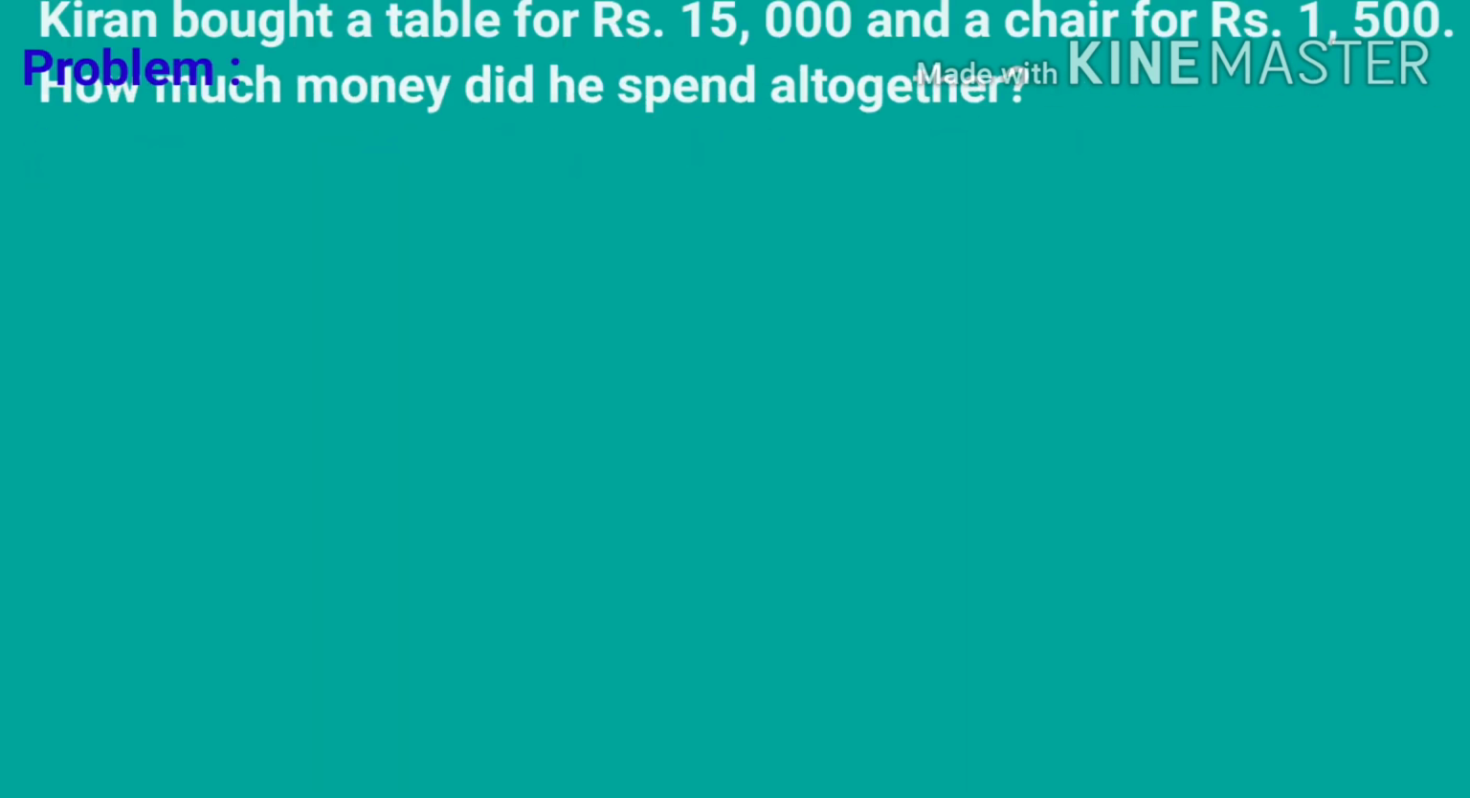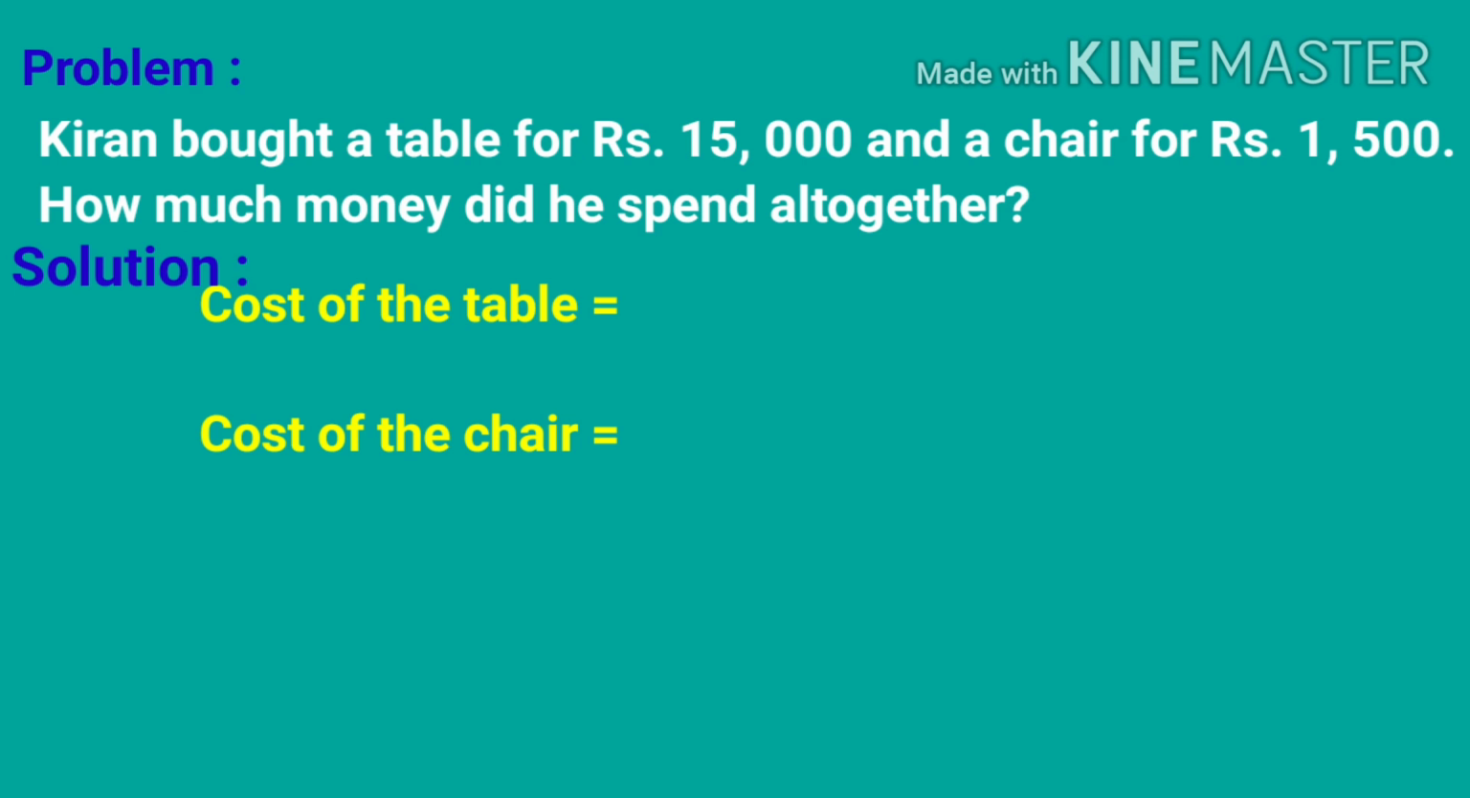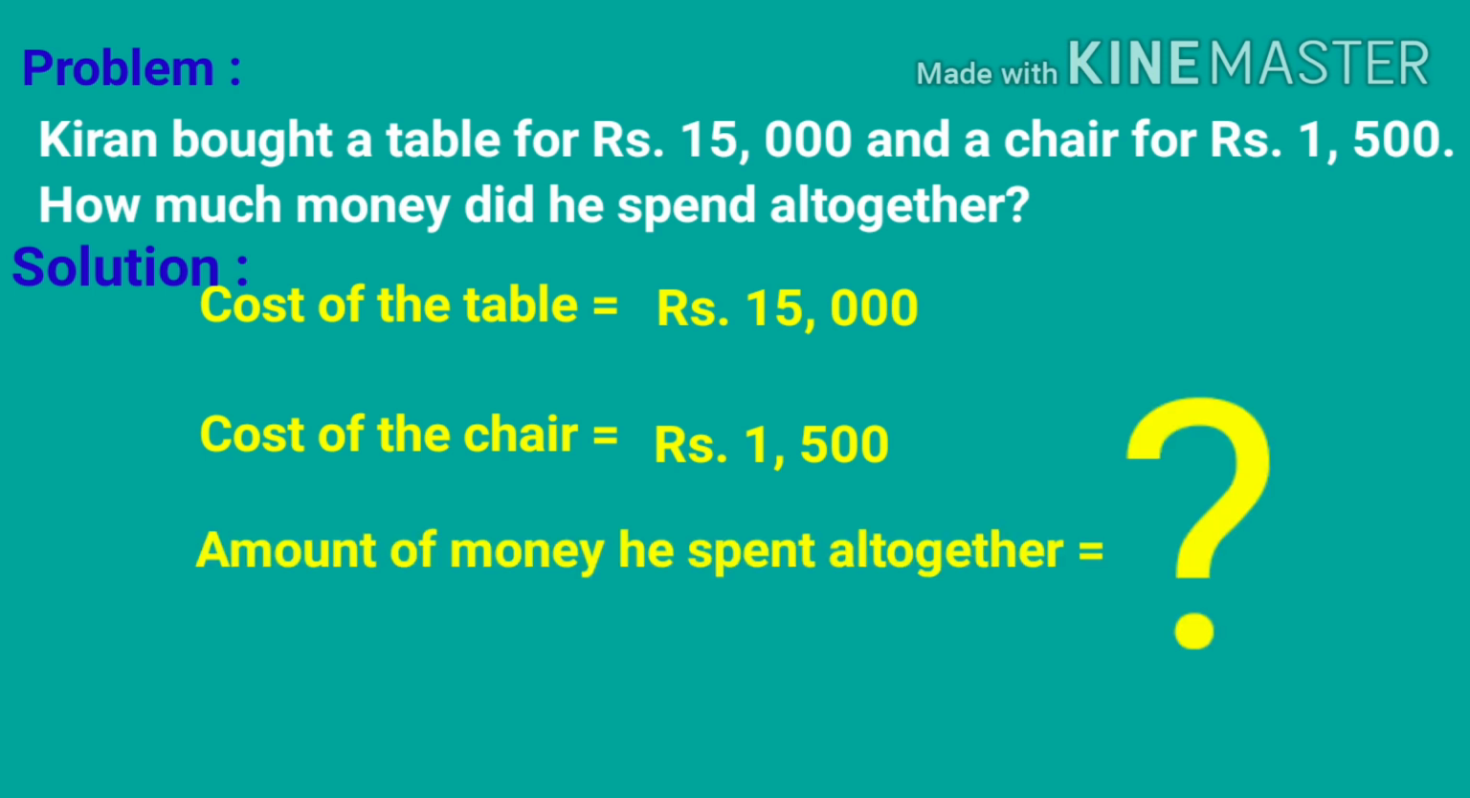Let's understand it with a simple example. Kiran bought a table for 15,000 rupees and a chair for 1,500 rupees. How much money did he spend altogether? Did you understand the problem? Here, what is the question asking for? Yes, first let's note the given facts. Here, the cost of the table Kiran bought is 15,000 rupees, and the cost of the chair he bought is 1,500 rupees. And the question is asking us how much money did he spend altogether?